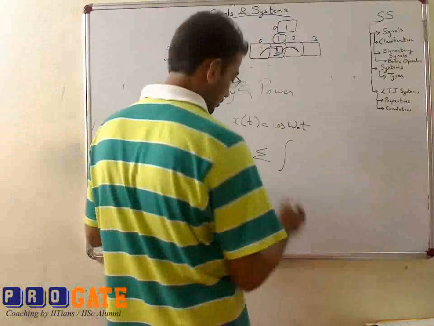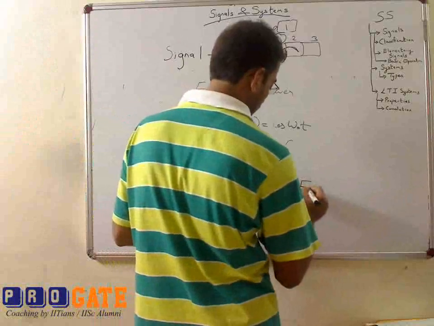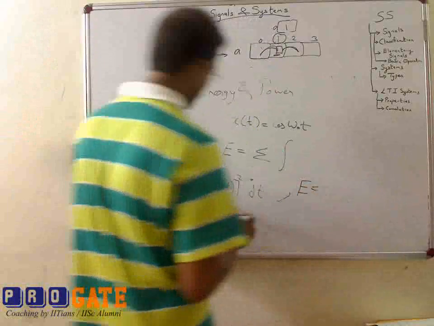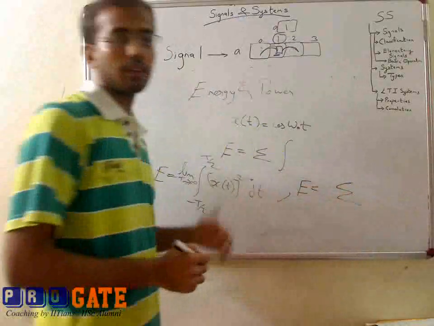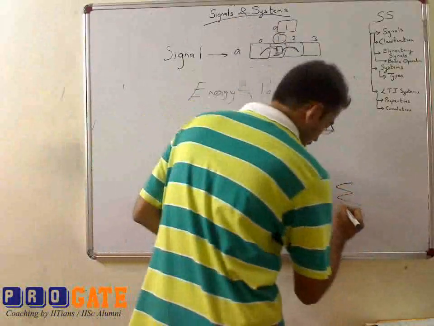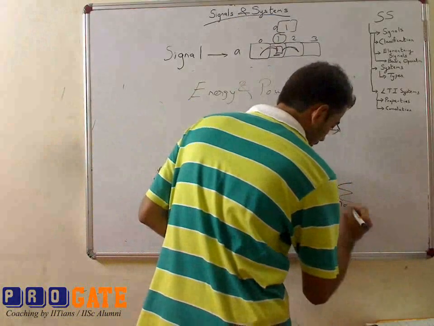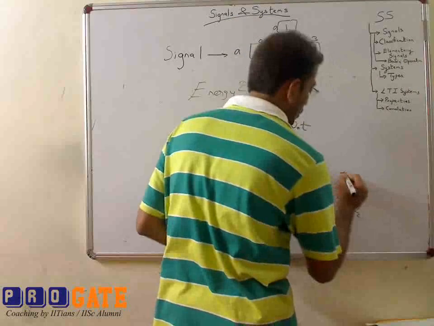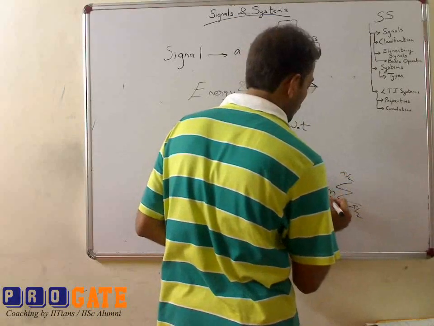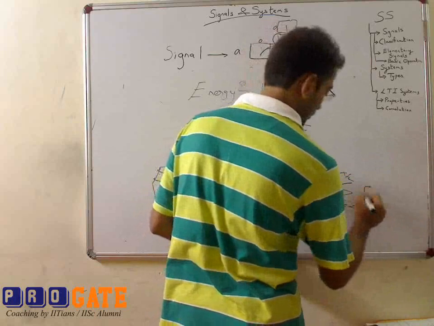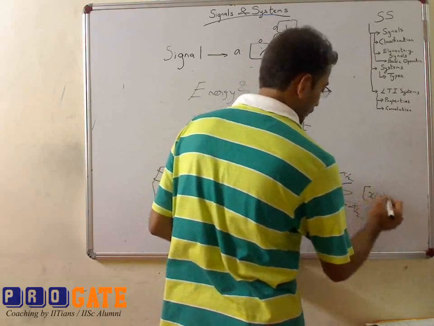Similarly for discrete, the integration sign will be replaced by summation, because it's not continuous and integration is defined for continuous signals. So the index will vary from minus T by 2 to T by 2, with the limit T tends to infinity, of the square of the signal.